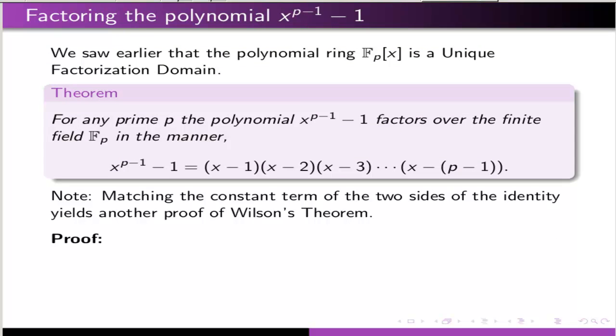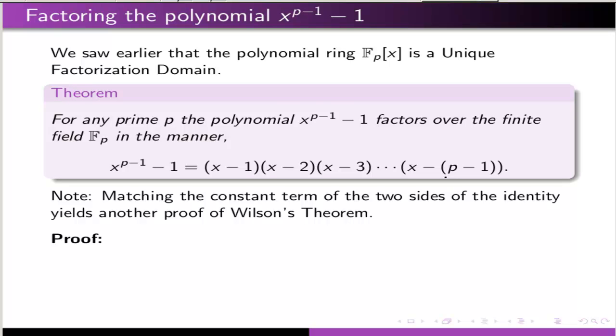So let's apply the factor theorem to factoring the polynomial x to the p minus 1 minus 1 over the finite field F_p. And I claim the following: for any prime p, this polynomial factors like this: x to the p minus 1 minus 1 is (x minus 1)(x minus 2)(x minus 3) all the way up to (x minus (p minus 1)). So it splits into a product of distinct linear factors over the finite field.